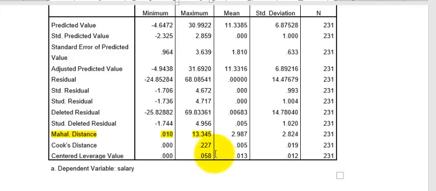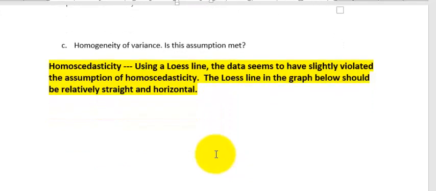That's good news. Moving on to homogeneity of variance. Homogeneity of variance, what we call that in a multiple regression model, is called homoscedasticity. So now, without losing sleep, homoscedasticity subsumes homogeneity of variance. In other words, homogeneity of variance is part of homoscedasticity.